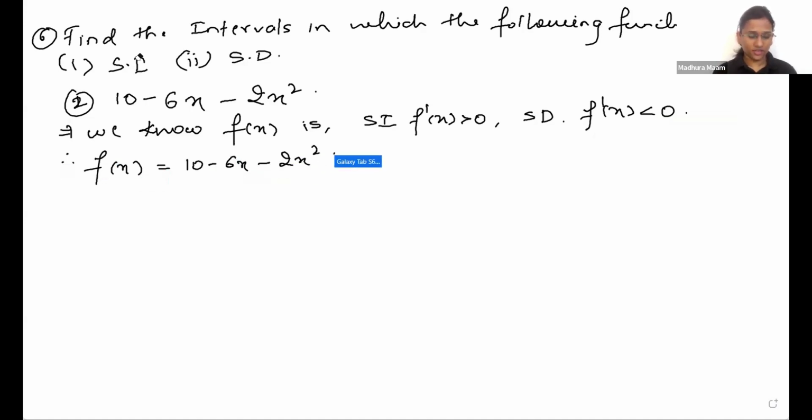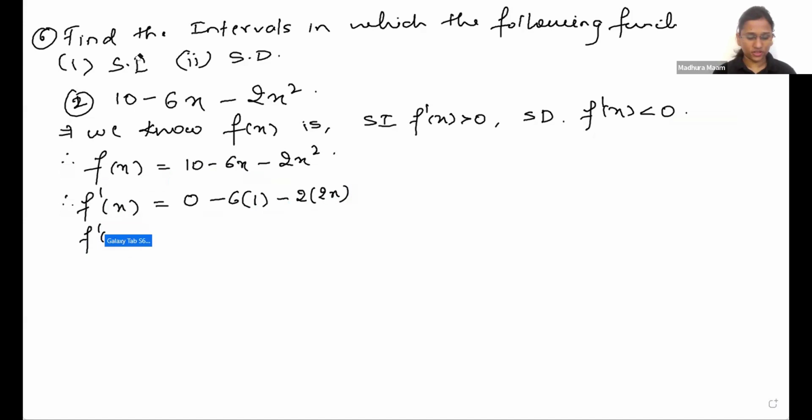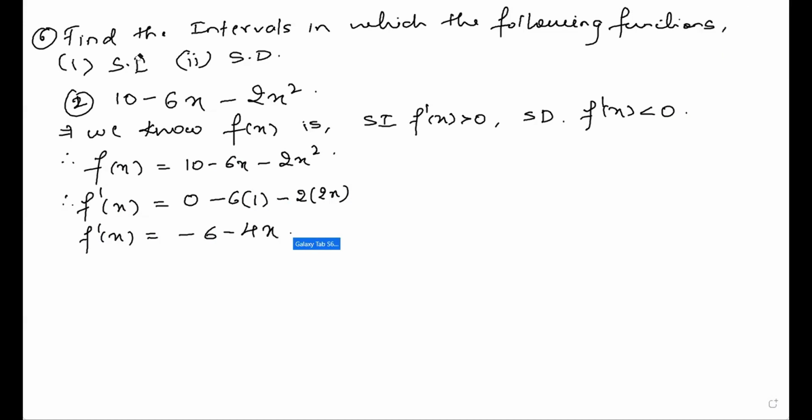Differentiating with respect to x, f dash of x: the derivative of 10 will be 0, -6 as it is because the derivative of x is 1, and this is 2x. If I solve further, this will be nothing but -6 minus 4x.